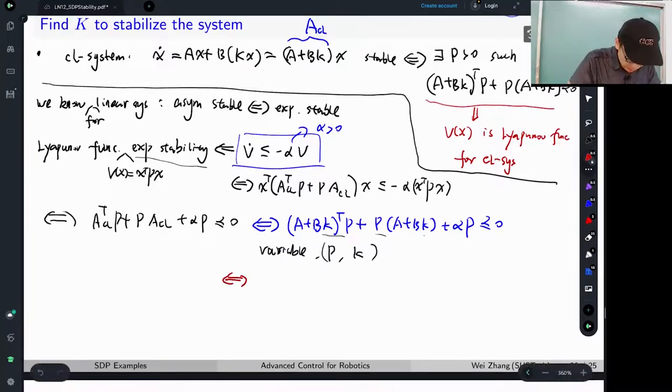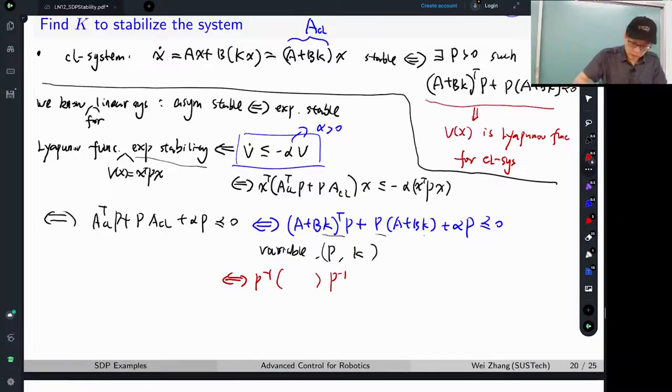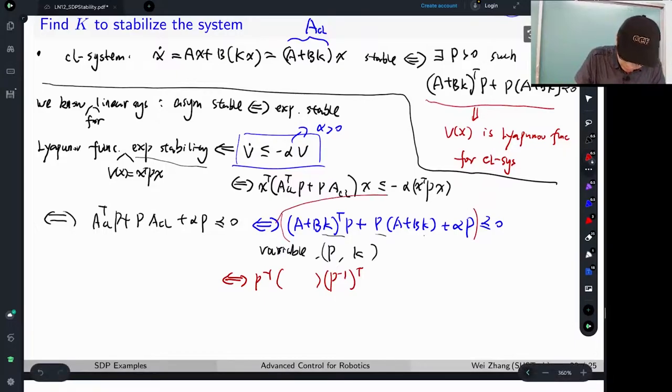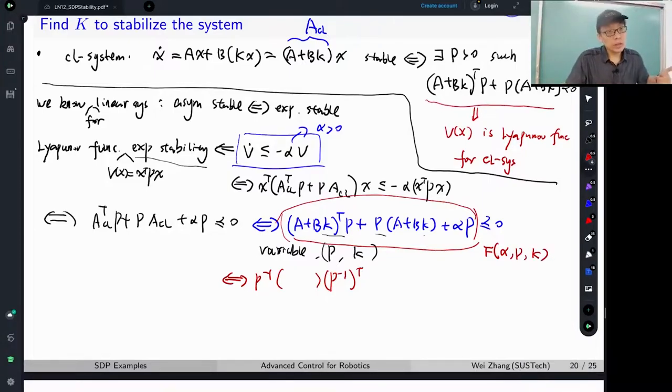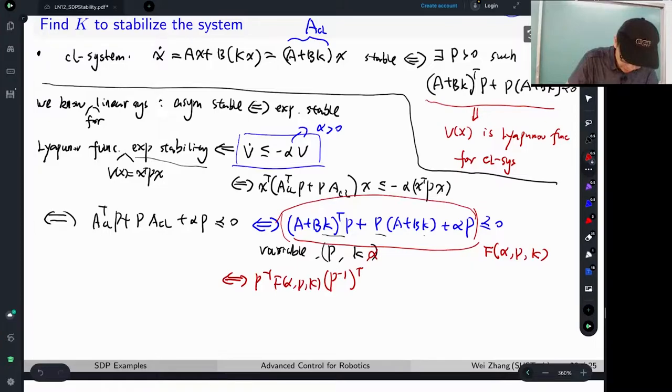What we do is pre-multiply by P inverse and post-multiply by P inverse transpose. Suppose this is my expression, let's call it F of alpha, P, and K. Alpha is also not known yet, so it is a variable as well: alpha, P, and K. What I want is for that to be negative definite. This is F of alpha, P, and K. But what I do is a congruent transformation.